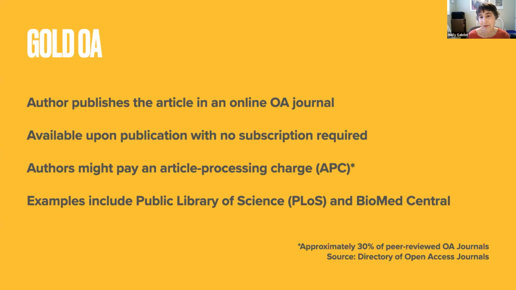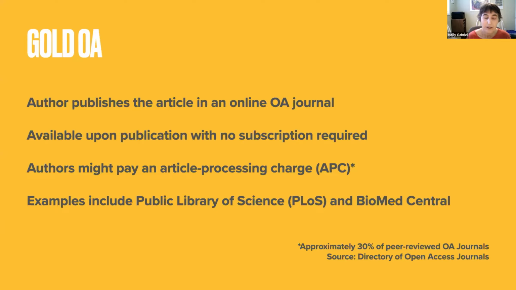So we have three main types of open access, and they include gold, green, and hybrid OA. And so I'd like to briefly talk about each one of those.